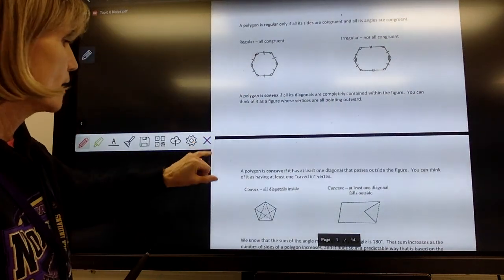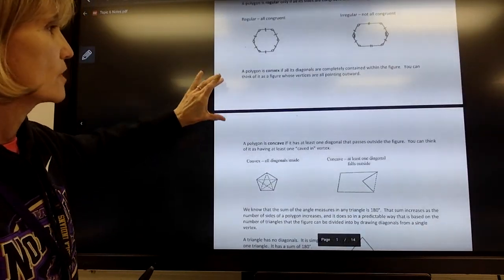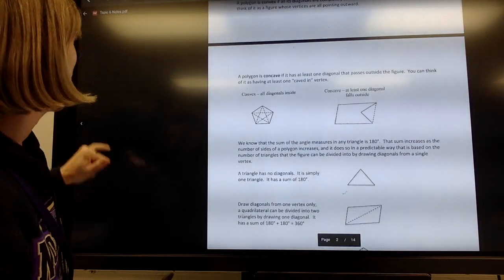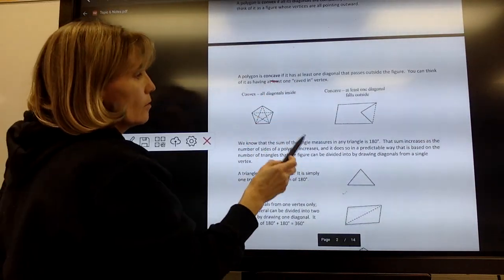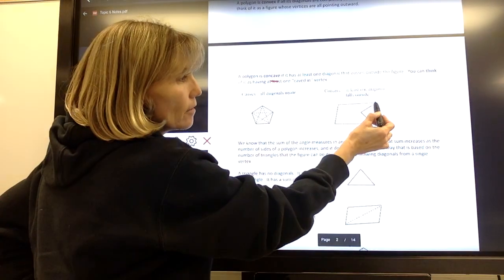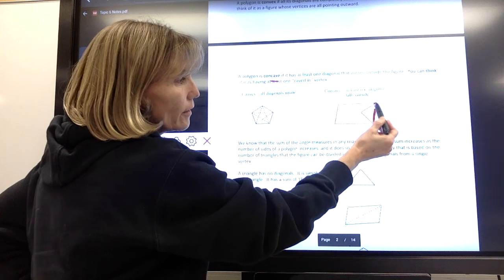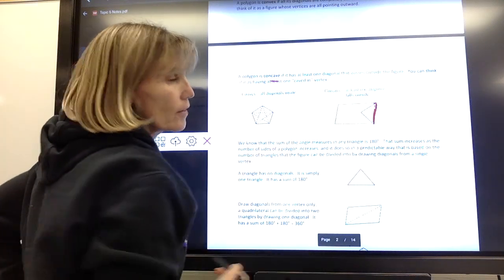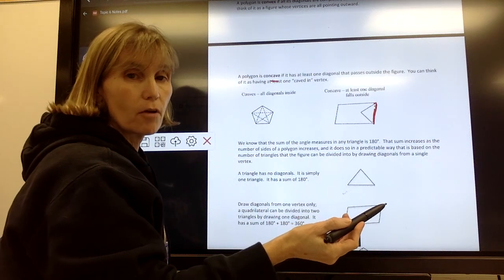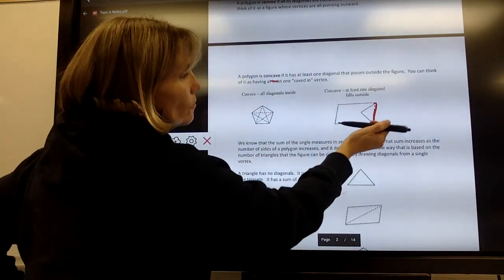Okay, you can see some examples here. If it's not convex, then we call it concave. That's a new vocabulary word. So here, when I go to draw a diagonal with this particular polygon, if I go from this corner, I skip a corner and I go there, that's a diagonal still. However, it's outside of the figure itself, so that makes this a concave.